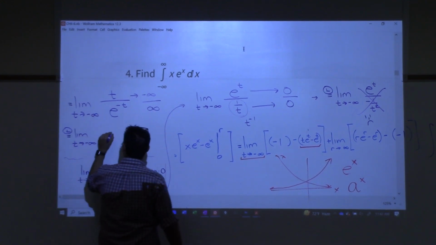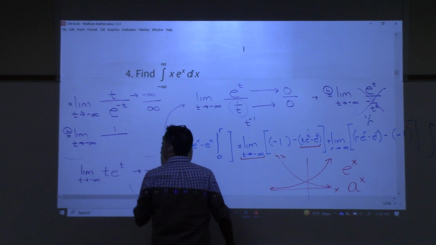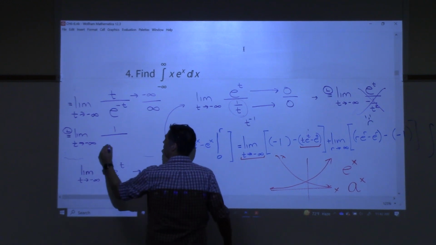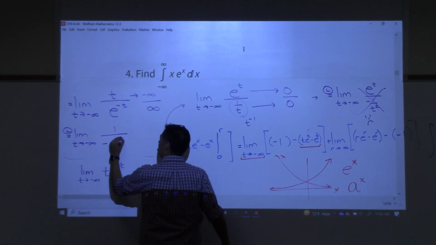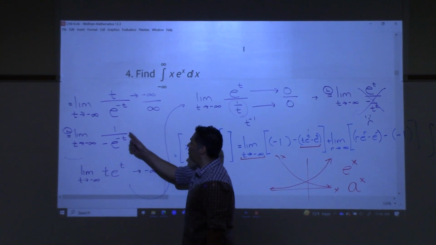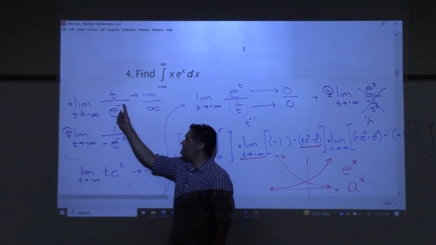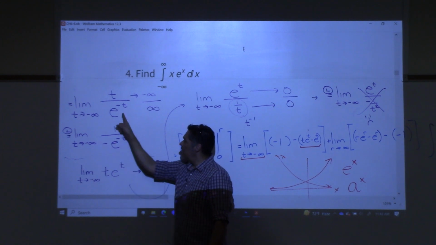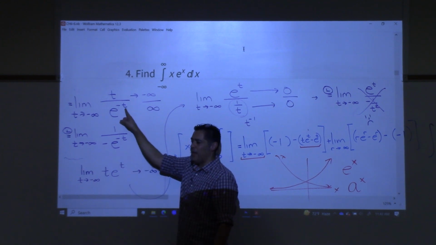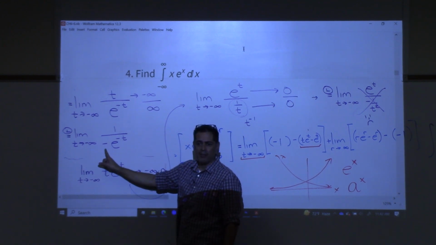Okay, the derivative of the top is 1, and the derivative of the bottom is negative e to the -t. So there's a little chain rule involved there, right? The derivative of e to anything is itself, but then you have to take the derivative of what's up here. The derivative of what's up there is -1, and that's why there's a negative in front of this.